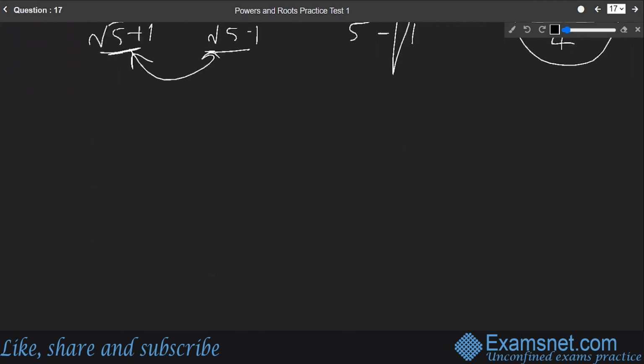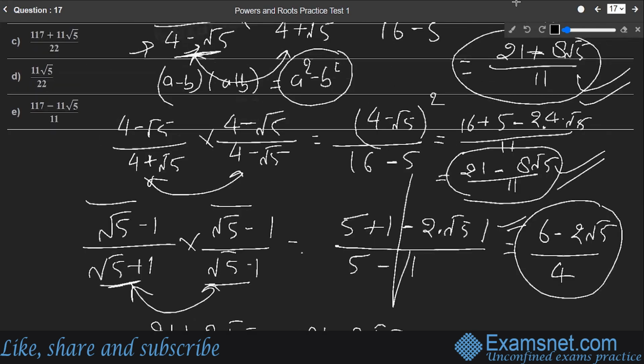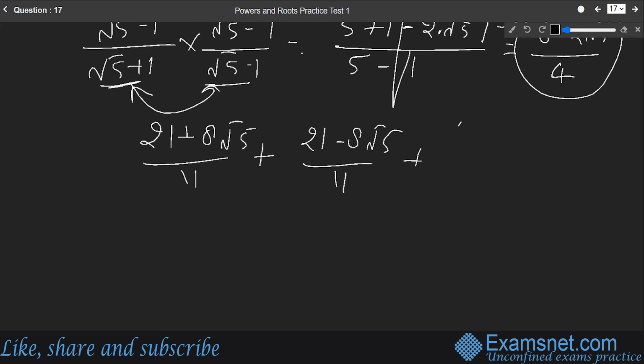Okay, if you write their value, it's going to be (21 plus 8 root 5) by 11, plus (21 minus 8 root 5) by 11, and plus the last term, which is (6 minus 2 root 5) by 4. So clearly we are supposed to solve this equation.